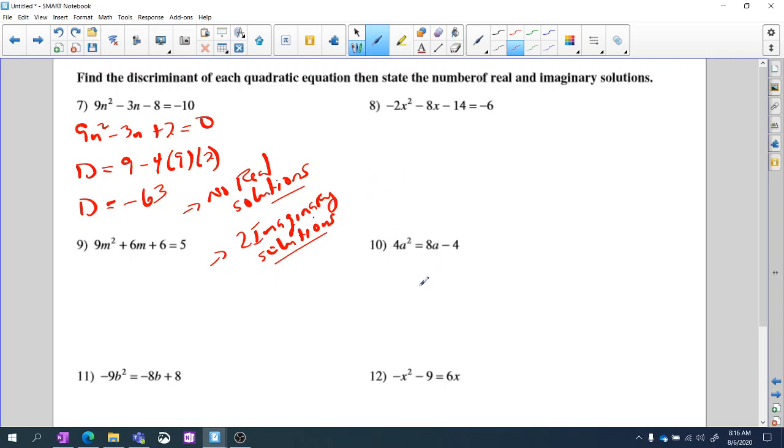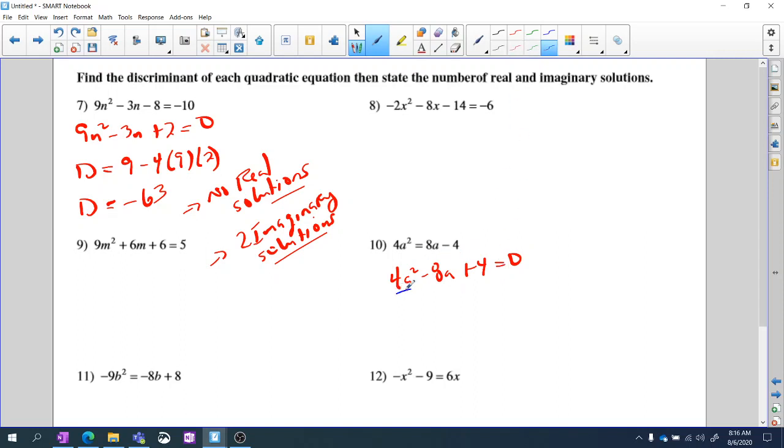Let's try another one here. Let's take this one. So let's set it equal to 0. 4a squared, subtract 8a, plus 4, make that equal 0. One thing you can do here, I noticed in this one, notice how these are all divisible by 4. Because it's an equation, now you can't do this with expressions, but you can do it with an equation.